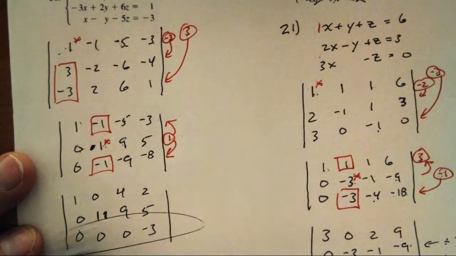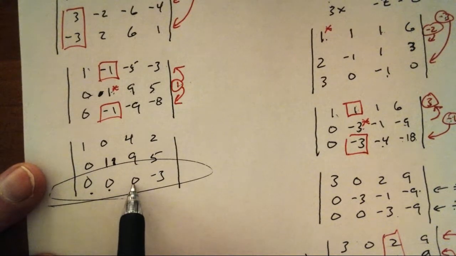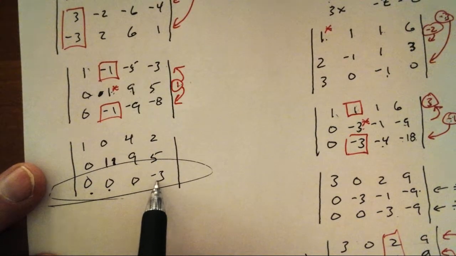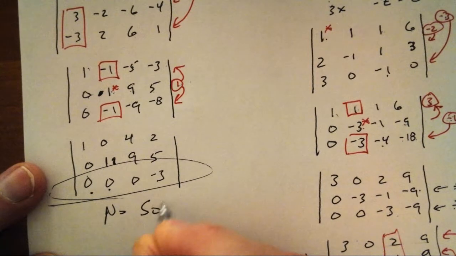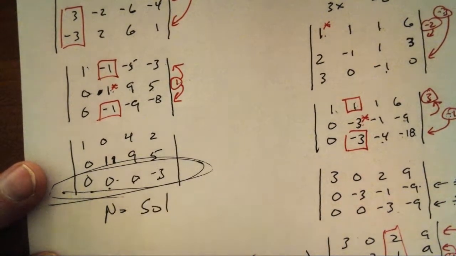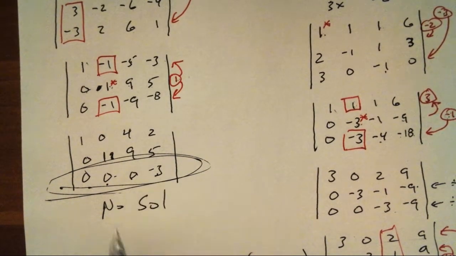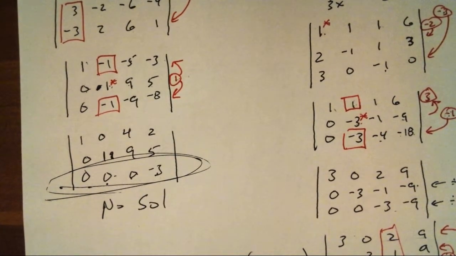And again, what does that mean? 0x plus 0y plus 0z equals negative 3. It can't happen, no solution. Again, when we get 0, 0, 0, 0, we got some more work to do, but this is the best thing that can happen to us. It shortens things down for us, and we have no solution. 3 planes that don't have a common intersection.